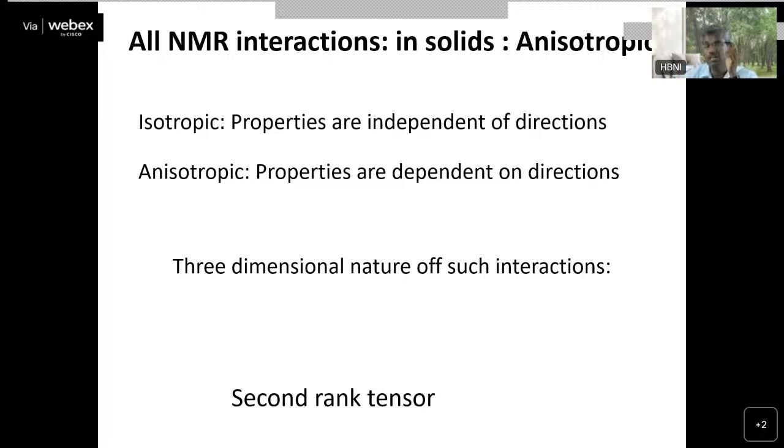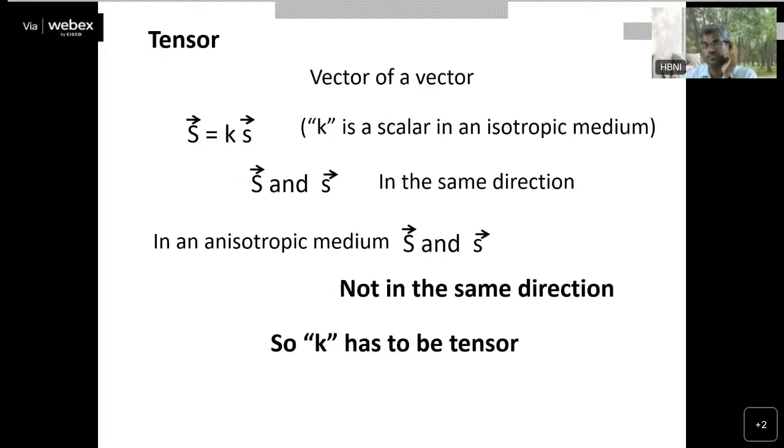Here we simplify, we only work on second rank tensors, because a first rank tensor is nothing but a vector, and a zero rank tensor is nothing but a scalar. So zero rank is a scalar, first rank is a vector, and second rank is a real tensor. I will just give you one or two slides regarding tensors. Probably we will discuss this also towards the end of this course.